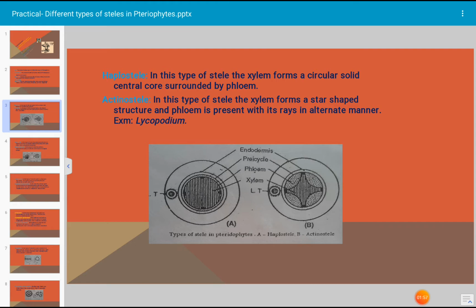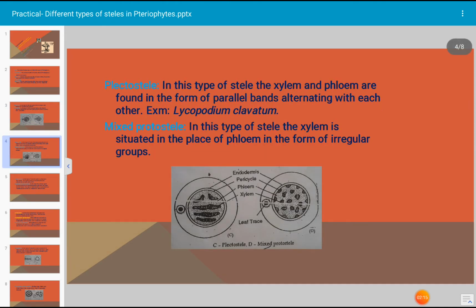In this type of stele, the xylem forms a star-shaped structure and phloem is present with its rays in an alternate manner. This is the Actinostele that occurs in Lycopodium. Next, Plectostele. In this type of stele, the xylem and phloem are found in the form of parallel bands alternating with each other. Such xylem and phloem occur in Lycopodium clavatum. It is a pteridophytic plant.